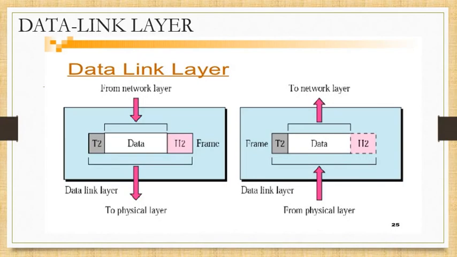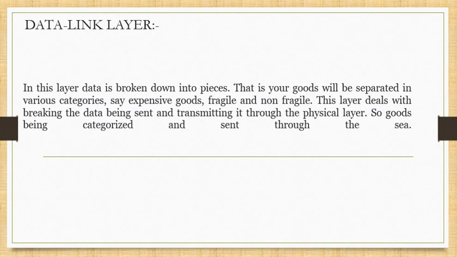Coming to the data link layer. In this layer, data is broken down into pieces. That is, your goods will be separated into various categories. This layer deals with breaking the data being sent and transmitting it through the physical layer. So goods are being categorized and sent through the ship. This is what we explain.